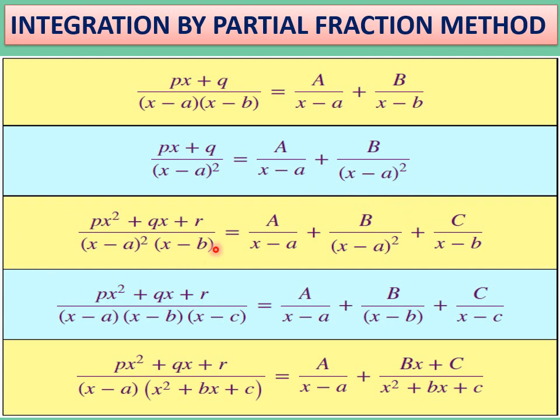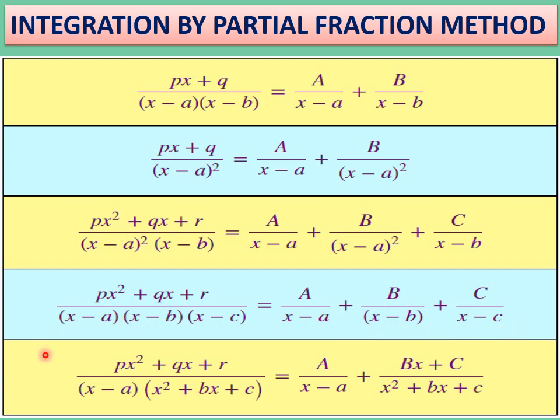If the fraction is like this, where the denominator is more complicated, then this can be written as A over (x minus a) plus B over (x minus a) whole square plus C over (x minus b). We divide these fractions into smaller parts. First we write x minus a, then we write x minus a whole square, and then we write x minus b. If the fraction is like this, (px square plus qx plus r) divided by (x minus a)(x minus b)(x minus c), then this is equal to A over (x minus a) plus B over (x minus b) plus C over (x minus c).